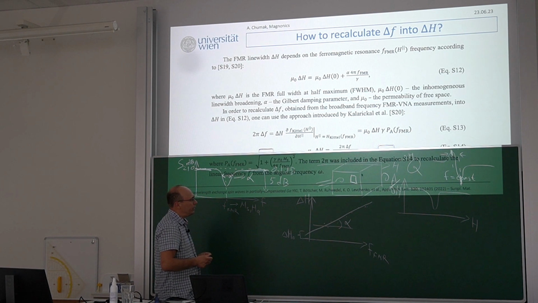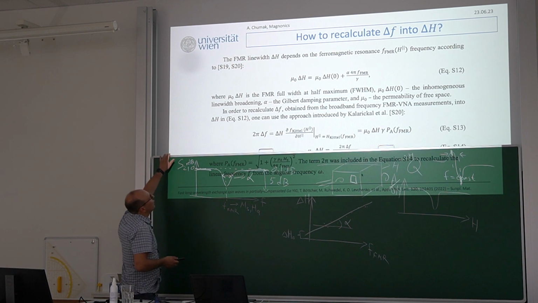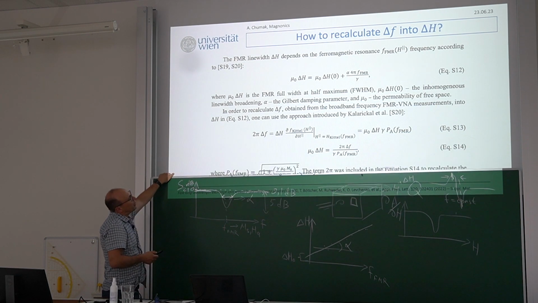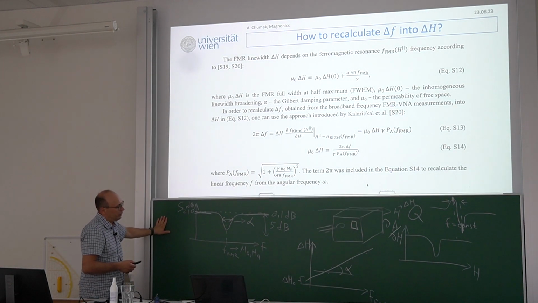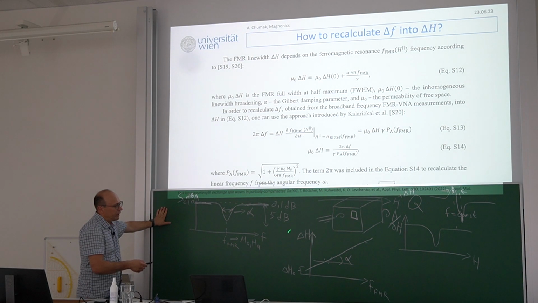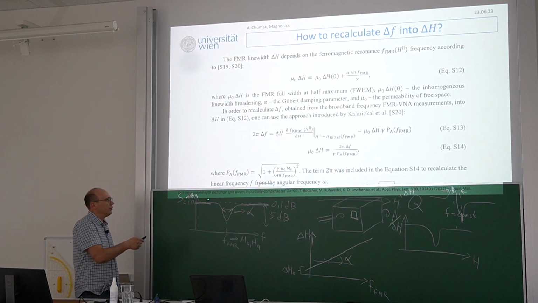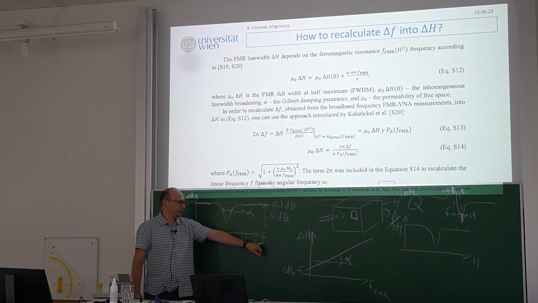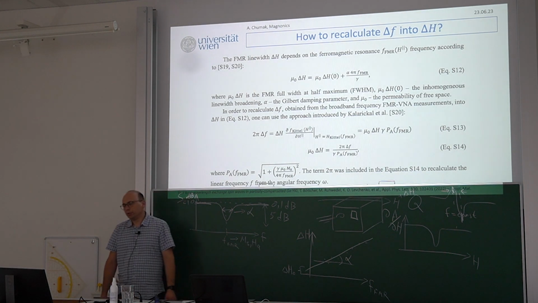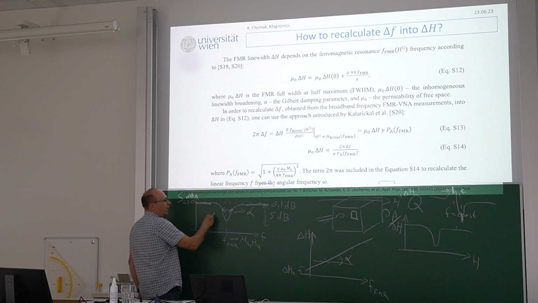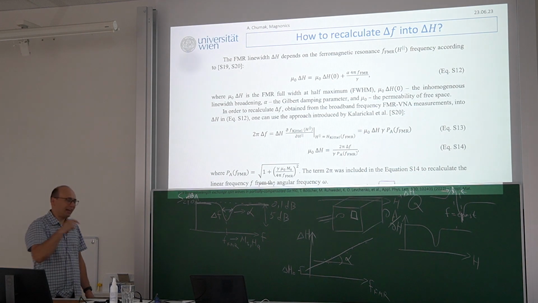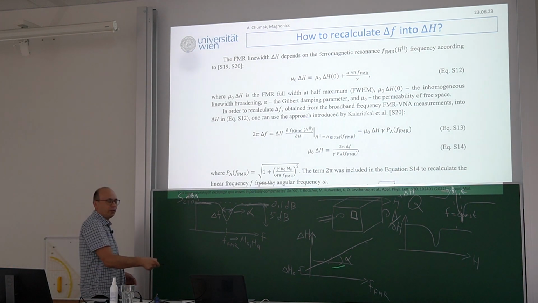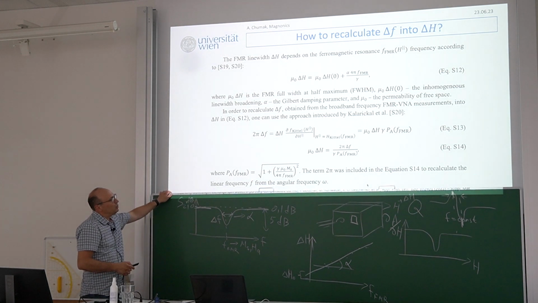Yeah, so that's the main idea. The first problem which you will meet if you perform such measurements is that you need to put delta H as a function of FMR, but in your experiment there is frequency, not field. So what you measure in reality is delta F, and you need to make sure that you are recalculating delta F into delta H properly before you perform such a fit. How to do it?